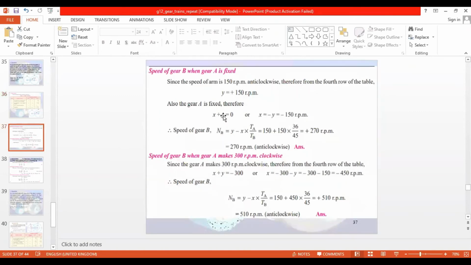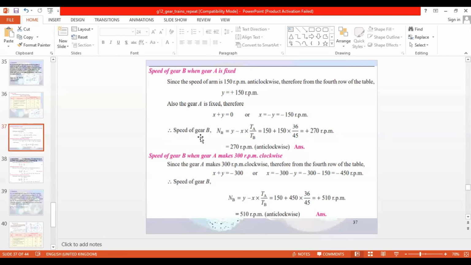So here I have x plus y is equal to 0. So from this, x is equal to minus y. Y I know already, that is 150. So if I substitute this 150 over here, I will have x is equal to minus y, which is equal to minus 150 rpm.